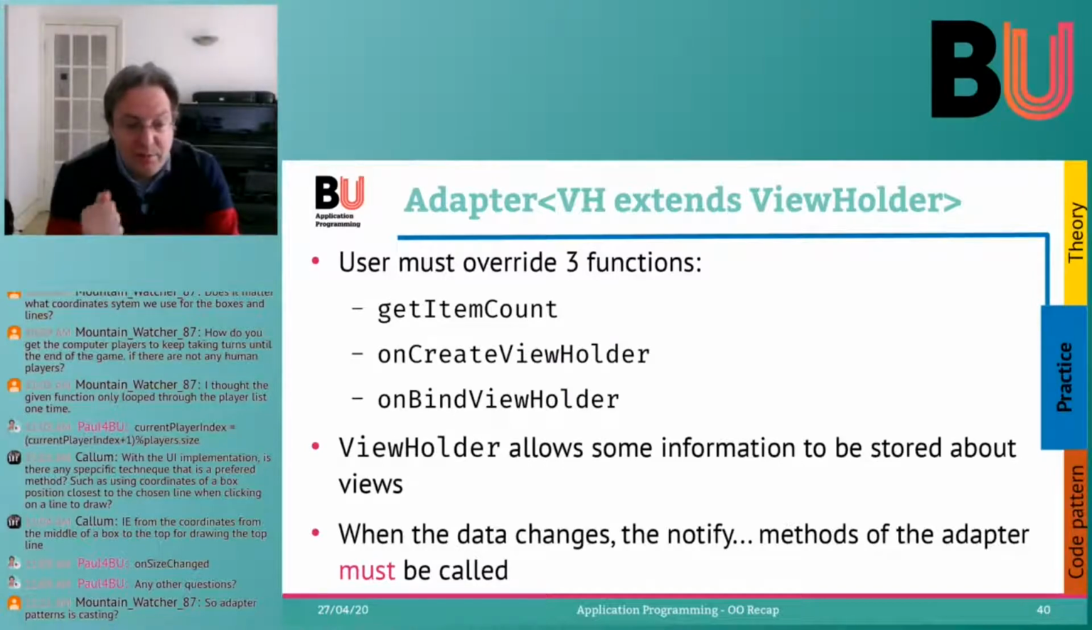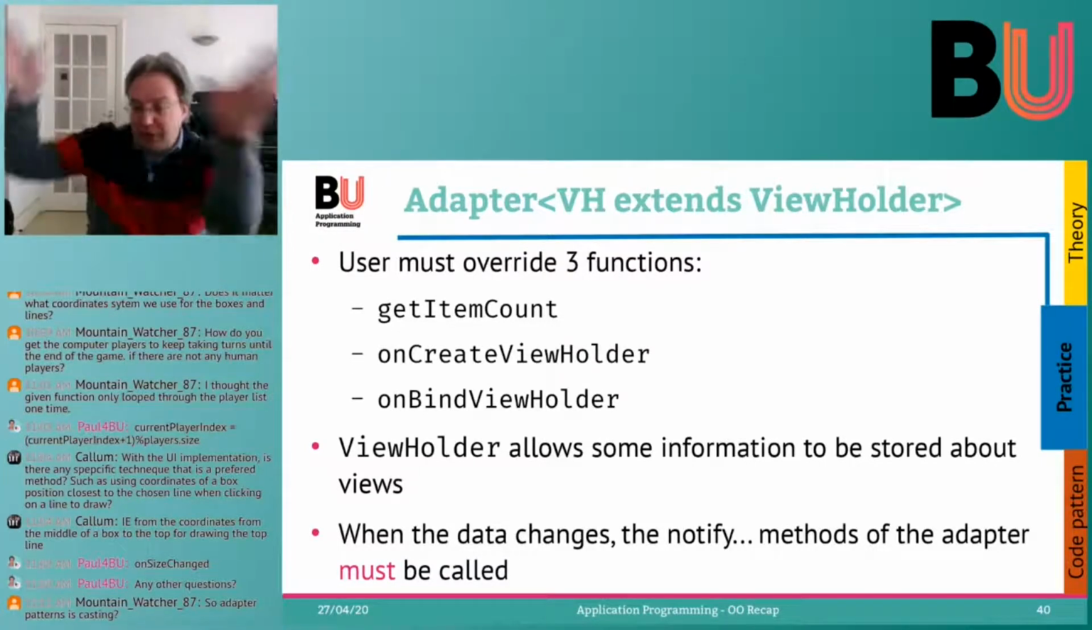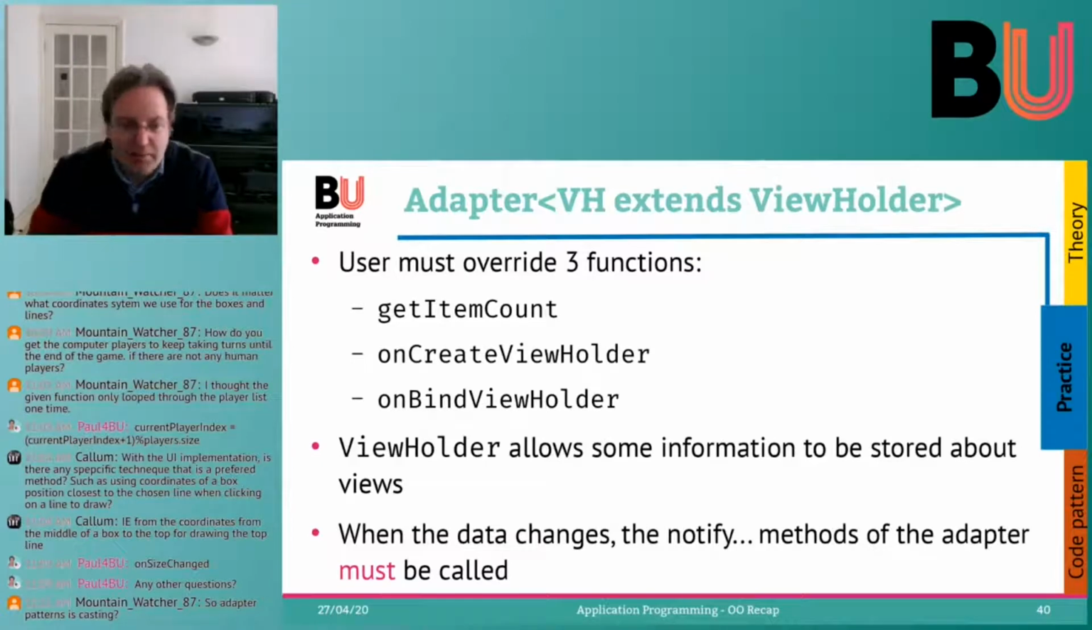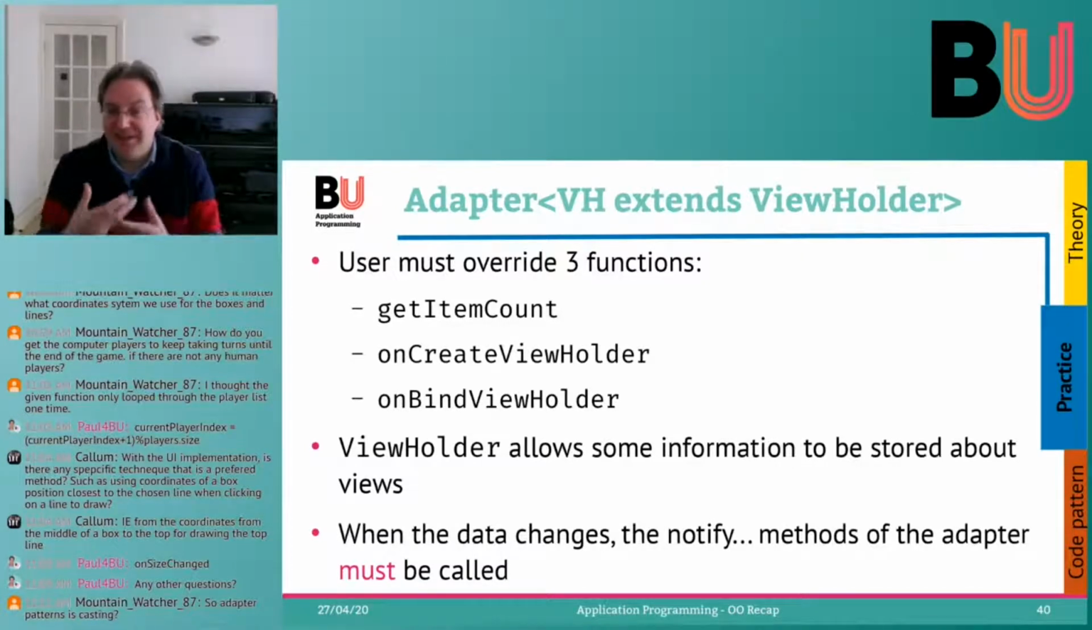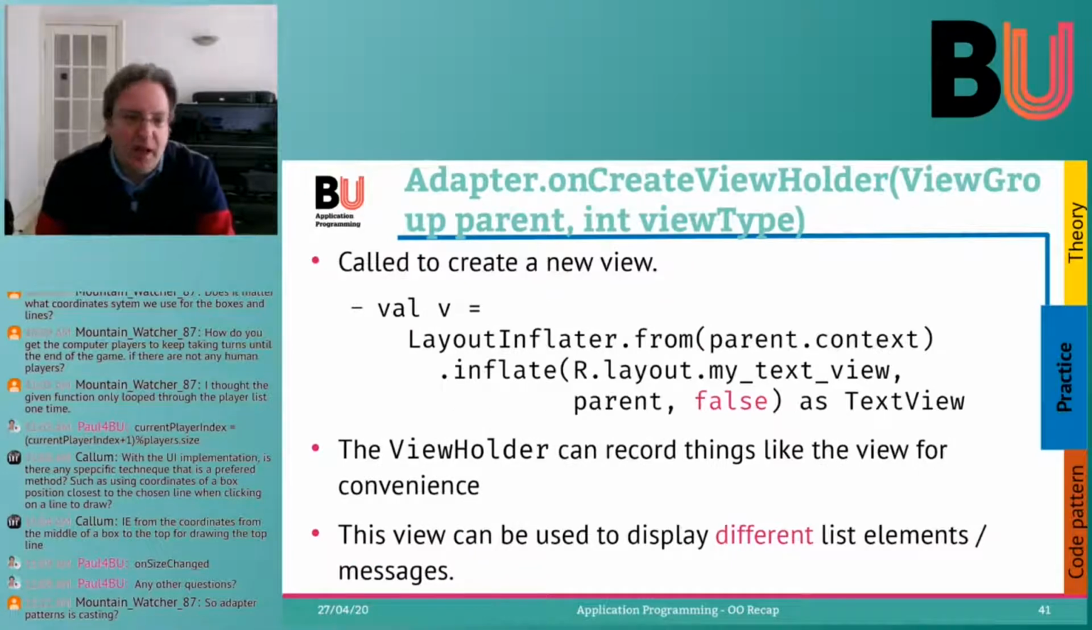So yes, a view holder allows you to store some information about the views, or create a get/set method that you just pass data to and then it updates all the bits. You can make it quite elegant, and it's normally an inner class of the adapter, or at least a class that's defined inside the adapter. It's not mandatory, but common. So how do we create a view holder?